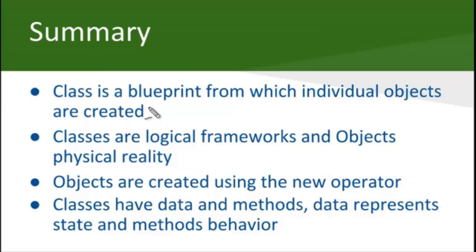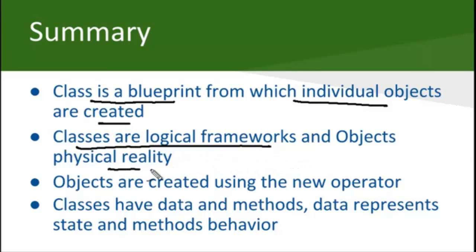Let us now summarize what we have learned so far. Class is a blueprint from which individual objects are created. But classes are just logical frameworks. The physical reality are objects, and these are created using the new operator. And classes have both data and methods. Data or the fields represent the states, and methods represent the behavior.